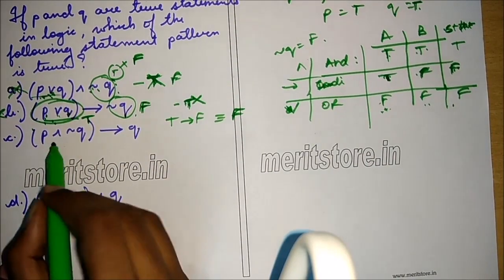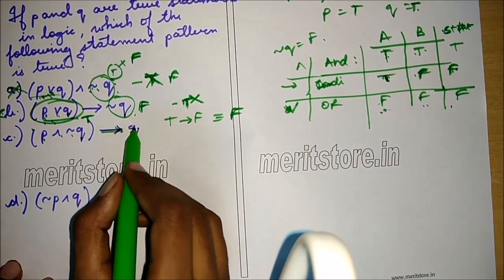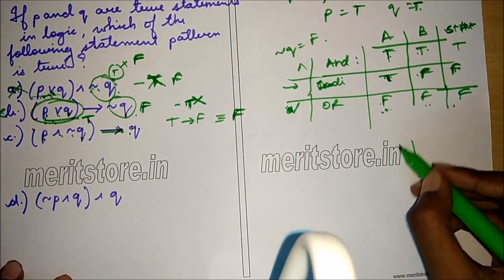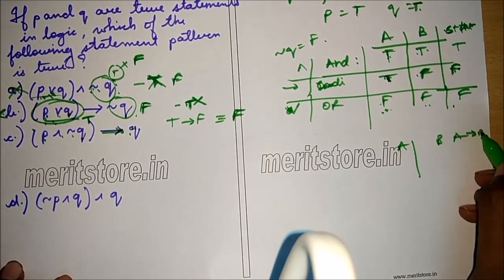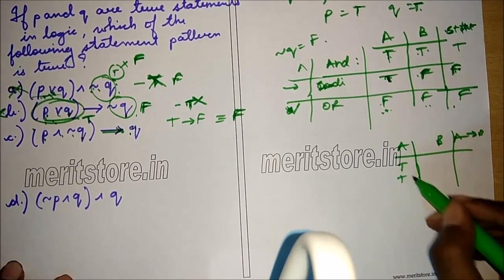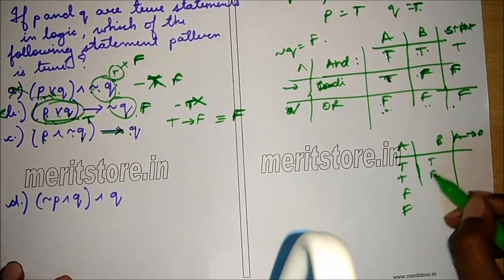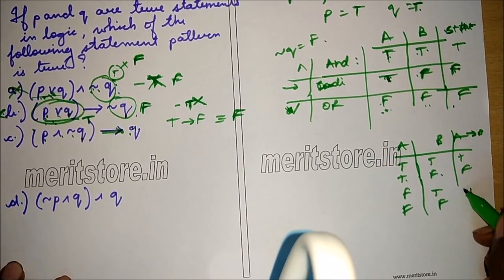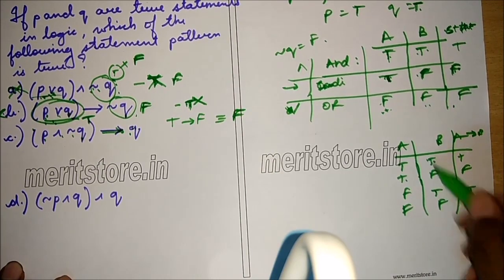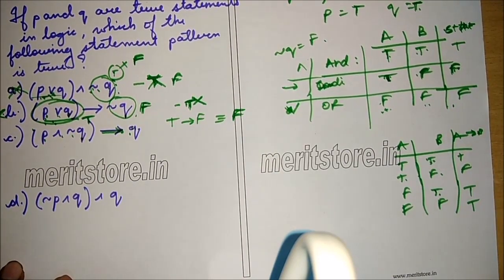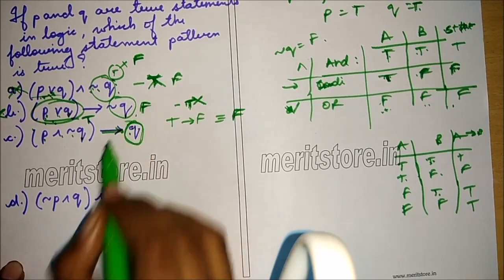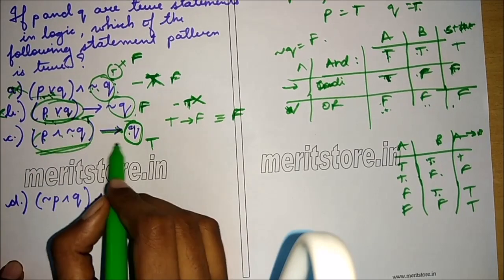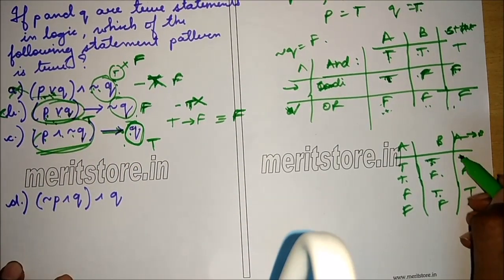Let's check C. So P and negation Q implies Q. So now this is T. For an implication statement, A implies B, TF is F, everything else is true. So if the second statement is true, then this is true in this case. So irrespective of the condition of the first statement, it is always true. You can check this out here.